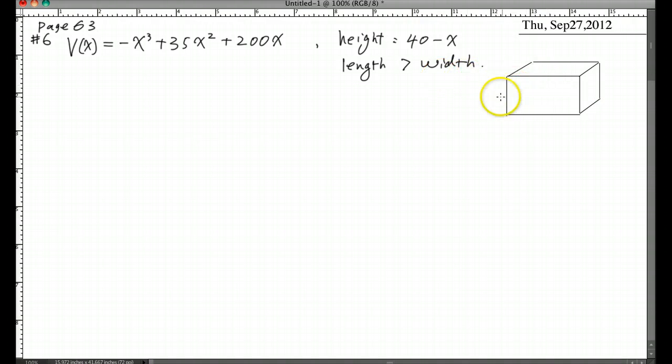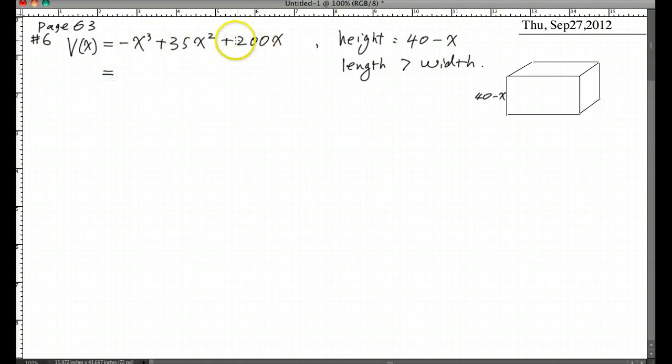Okay, so we should have the height. This is height 40 minus x, and then maybe the width is x and the length is something, x plus something. But we're not sure yet, so we try to do the factoring, because the volume must be the product of length times width and height. So we try to factor this.